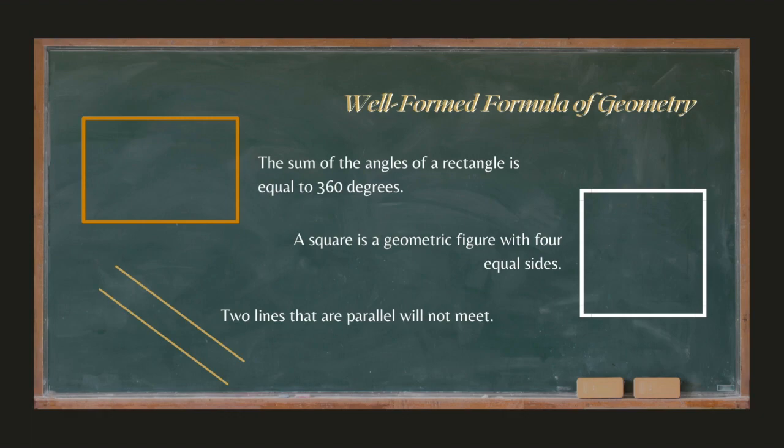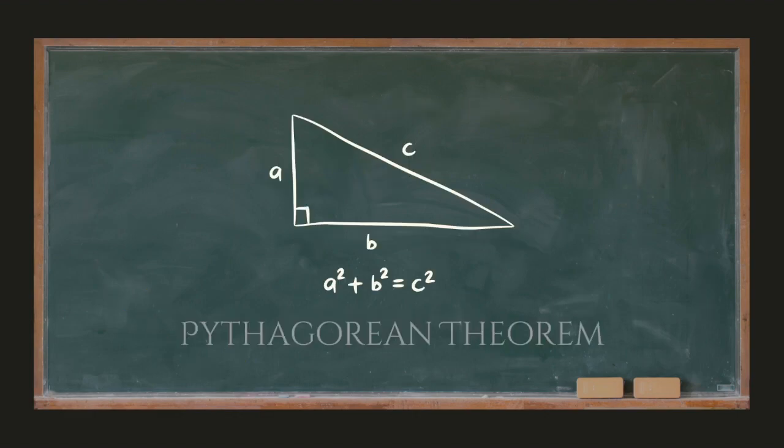Well-formed formulas, or WFF, are formulas accepted as universal and proven to be true according to the assumptions of the systems where they belong. An example for this is the Pythagorean theorem in mathematics and geometry.